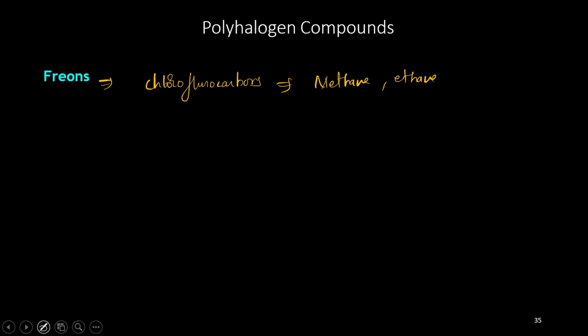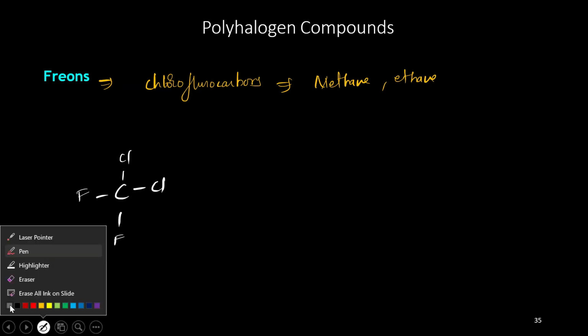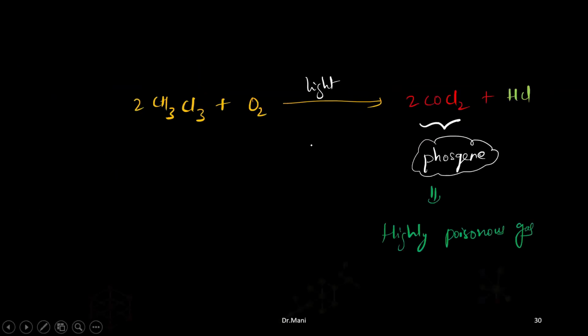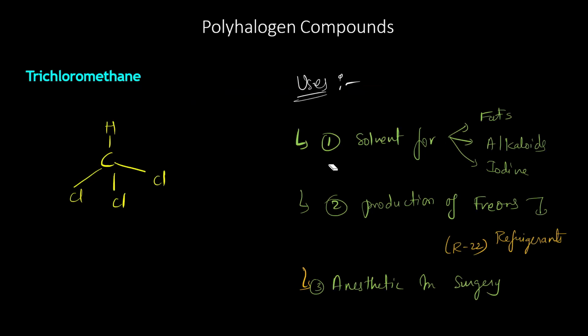So you can see an example like this. Carbon, chlorine, fluorine, and fluorine. You can see here there are two chlorines and two fluorines: dichlorodifluoromethane. Okay. So what are the uses of this? I told you, mainly it will be useful for refrigerators. So production of the freons, which act like a refrigerant. So that's one.